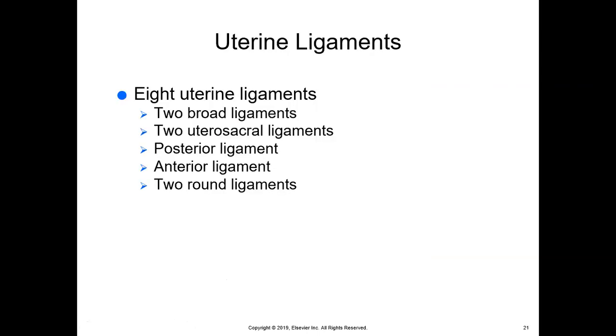You don't have to know the uterine ligaments. I'm not going to test you on that, but there are 8. 2 of them are called broad ligaments, 2 uterosacral ligaments. They have a posterior ligament, anterior ligament, and 2 round ligaments.